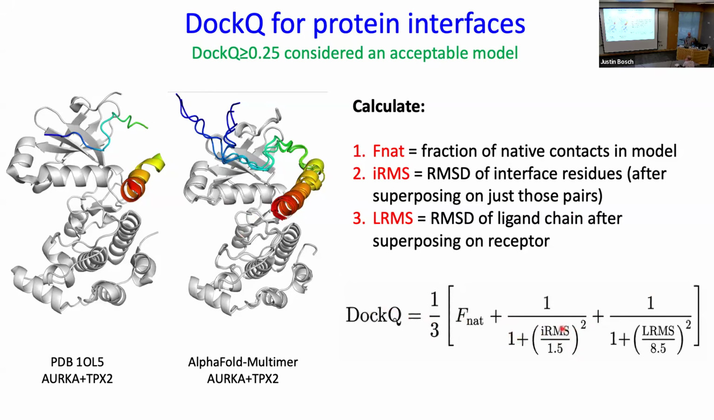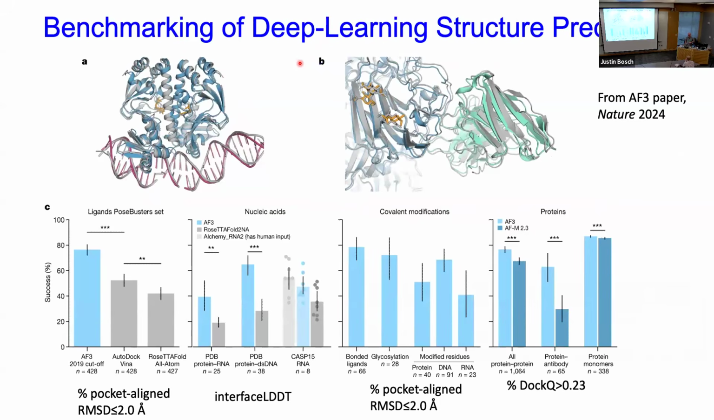So, if IRMS is really big, this number goes down. If LRMS is really big, this number goes down. If the fraction of native contacts is low, the number goes down. So DockQ close to 1 is a perfect model. 0 is a terrible model. Anything over 0.23 is kind of plausible, if the two proteins have the right relationship to each other. It's a non-zero score. Higher is better. So that's called DockQ.